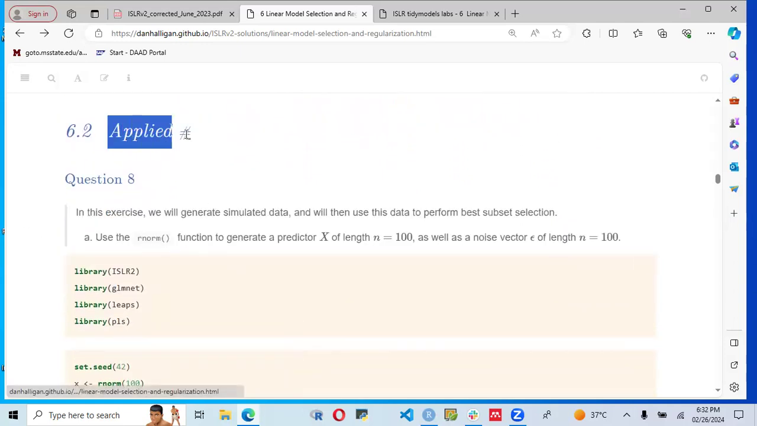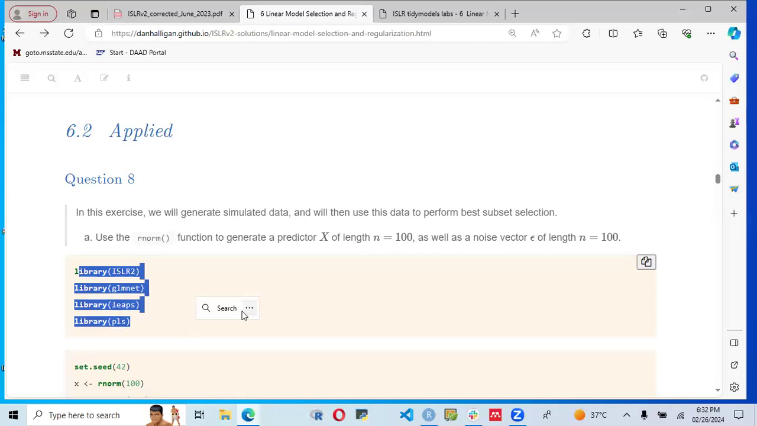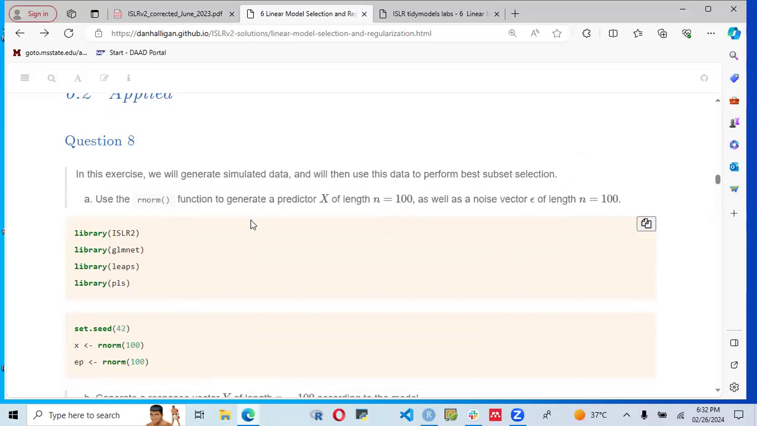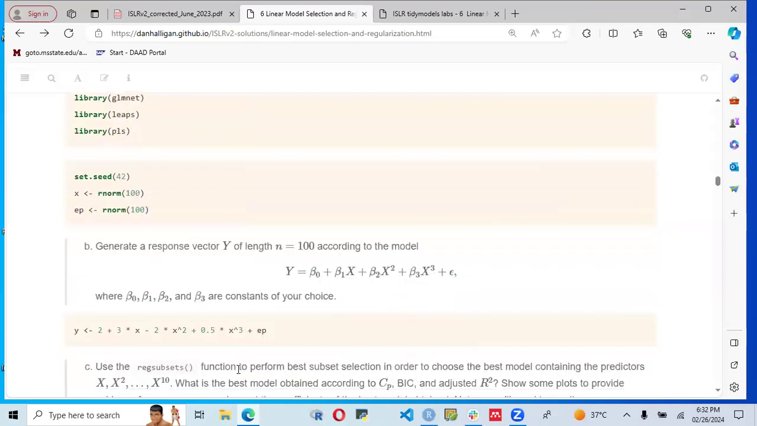Now they went straight to the applied question, where they make use of some libraries: ISLR2, glmnet for the regression, and also pls for partial least squares regression. We just need to create some random variables using the rnorm function. So we say X is taken from a normal distribution with n equal to 100 and p still 100. Here we need to generate a response vector Y of length n equal to 100 according to the model. So we have beta 0, beta 1, beta 2, and beta 3 as constants of our choice.